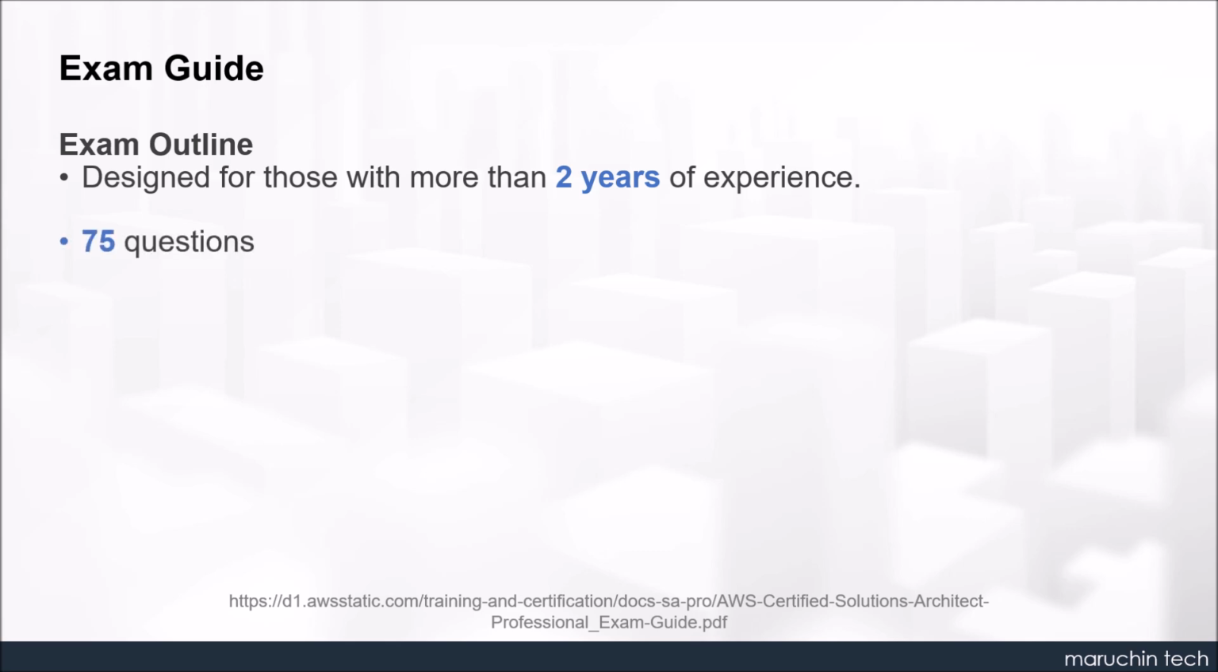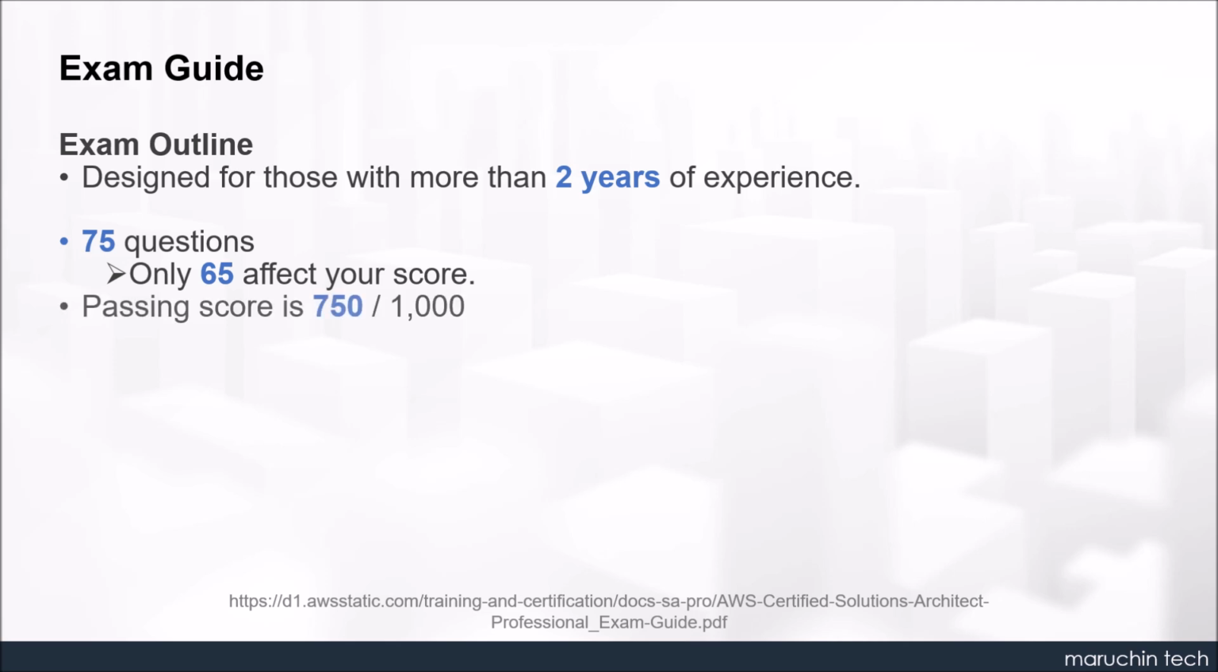The exam consists of 75 questions, but only 65 of the questions will impact your score. In other words, 10 questions will not affect your score. And these 10 questions are used by AWS for research purposes. So therefore, you may encounter questions about services which do not appear in the exam guide. And the passing score is 750 out of 1,000. The exam covers 158 different AWS services.